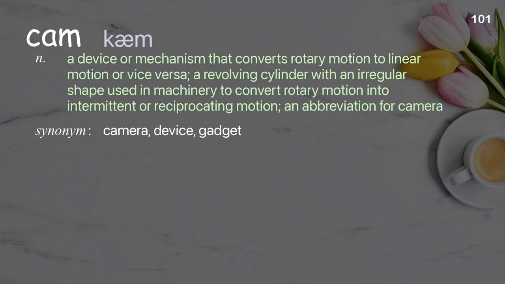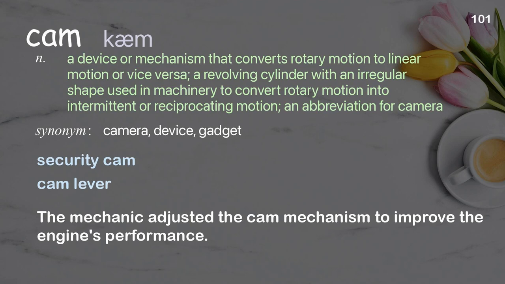CAM: a device or mechanism that converts rotary motion to linear motion or vice versa. A revolving cylinder with an irregular shape used in machinery to convert rotary motion into intermittent or reciprocating motion, an abbreviation for camera. Examples: security cam, cam lever. The mechanic adjusted the cam mechanism to improve the engine's performance.